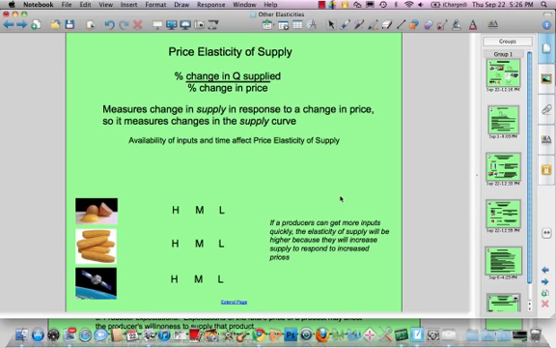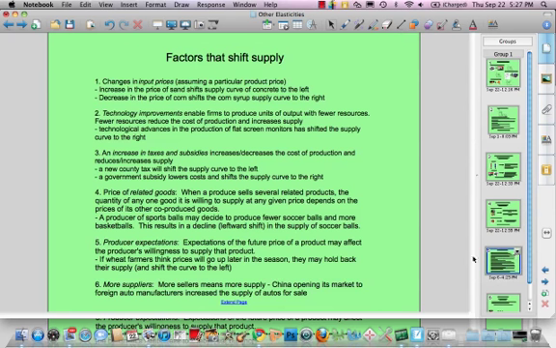Now about price elasticity of supply. Remember, we learned a few weeks ago there are several factors that shift supply, two of the most important being changes in input prices, so the price of items that are inputs to the supply of a product, and the price of related goods.